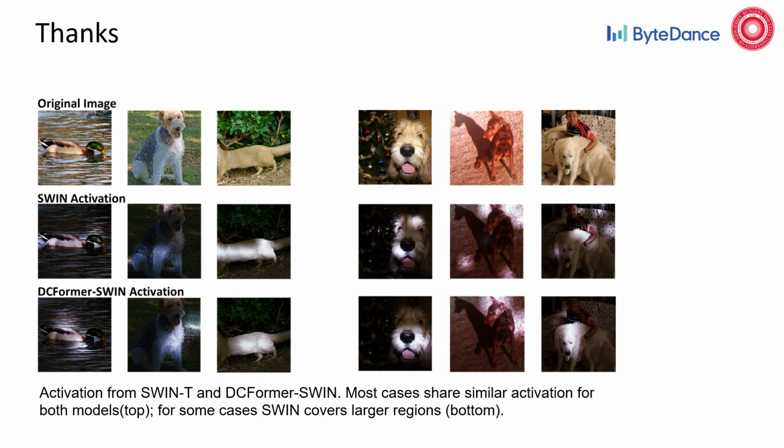We notice the DCFormer and Swin transformer with RGB input generate very similar activations in most cases. Again, this demonstrates that the DCFormer is able to learn the semantics directly from the frequency domain representations.